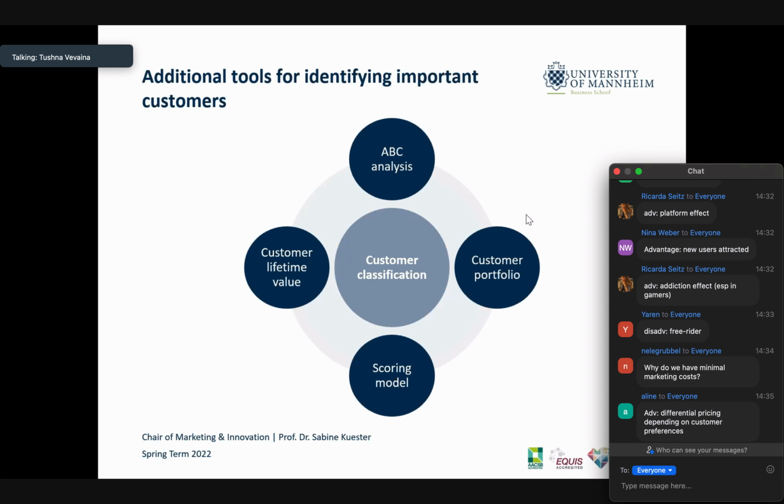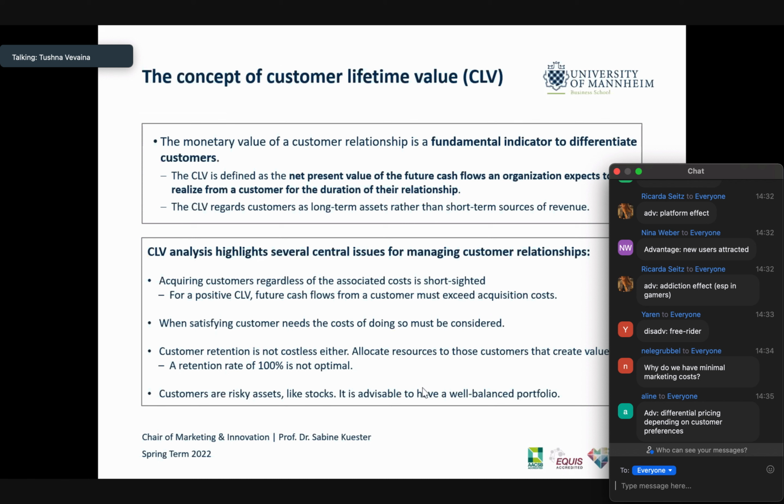Here in the exercise, you will be given mainly CLV, and then you have to analyze, interpret results, and come up with solutions to advise, as a marketer, the company as to which customer they should be focusing on. The concept of CLV is a fundamental indicator to differentiate customers, and we define it as the net present value of future cash flows that you expect the organization to receive from the relationship they would have with the customer.